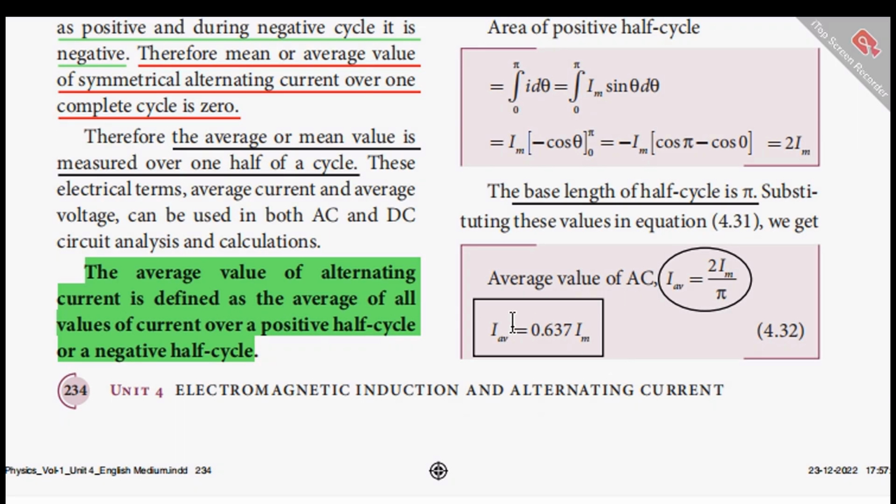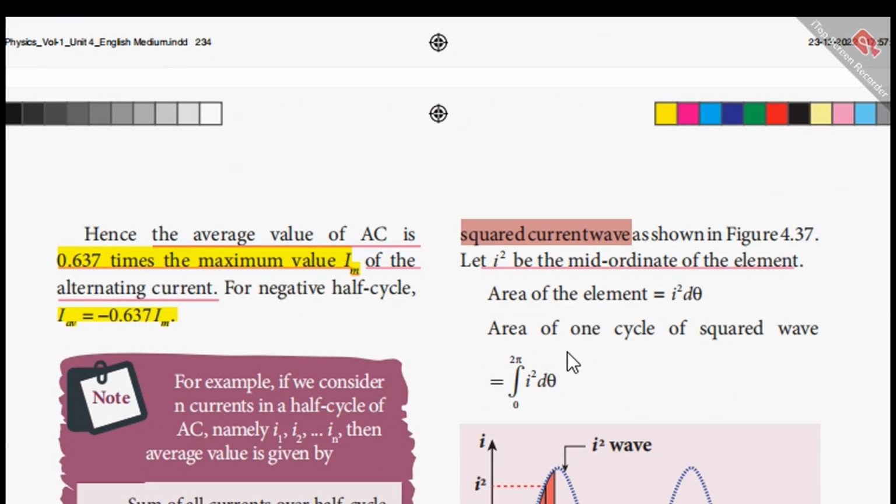So I average is given by 0.637 times the maximum current, Im. Since the average value of AC is 0.637 times the maximum value of current Im of the alternating current, that's the average value of the alternating current. And for the negative half cycle, we have likewise 0.637 times Im. That will give you the average value of current I average.